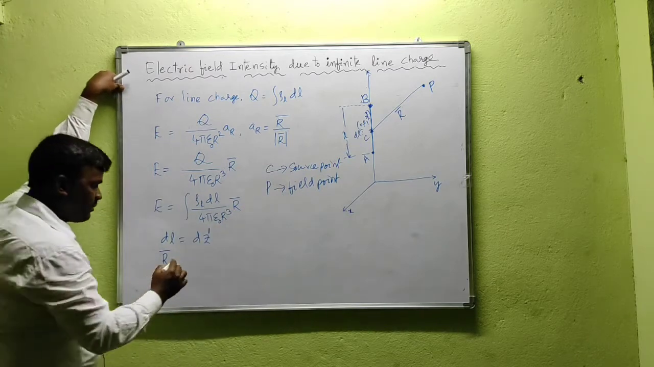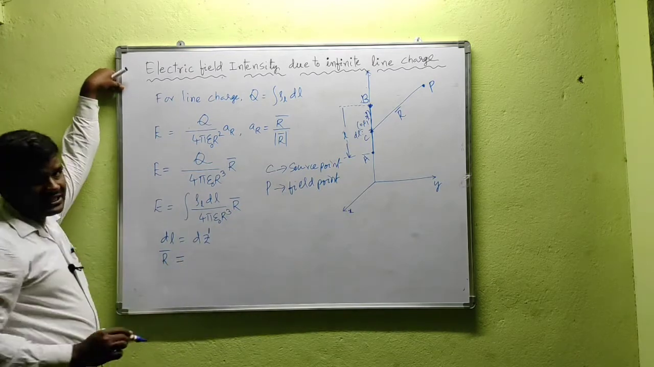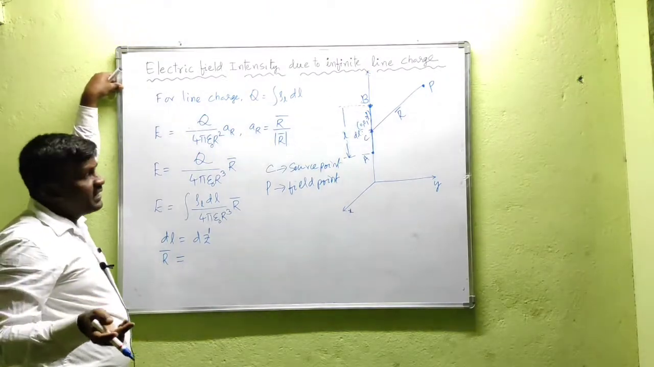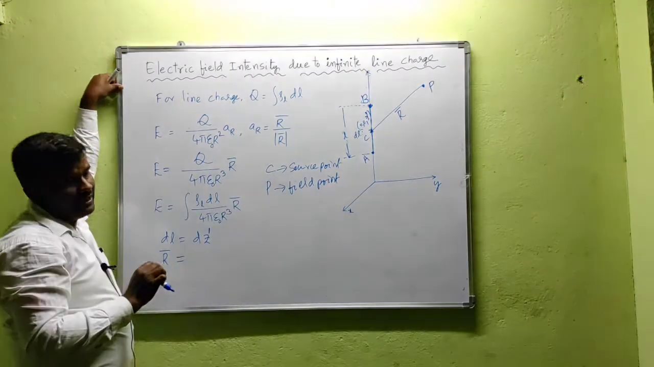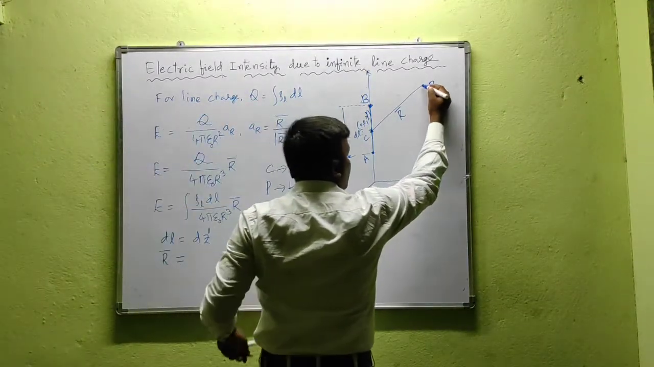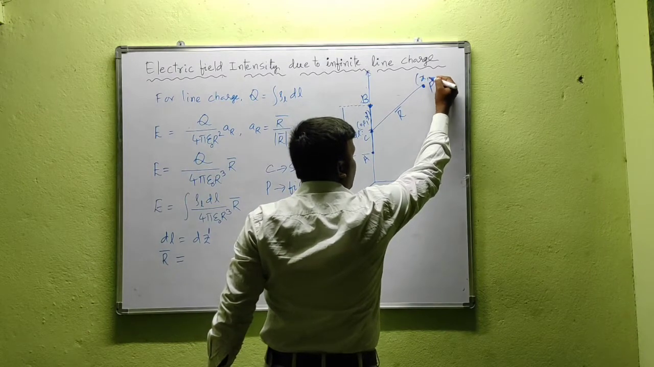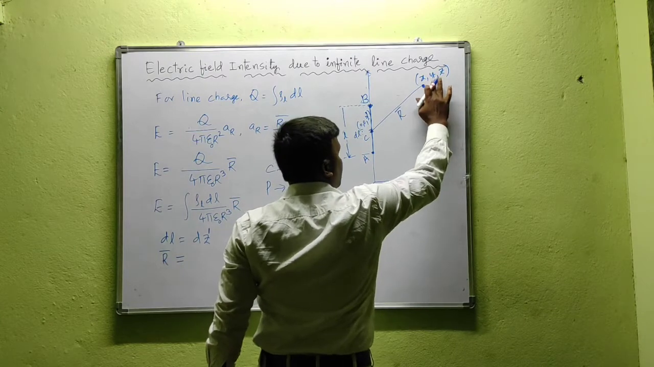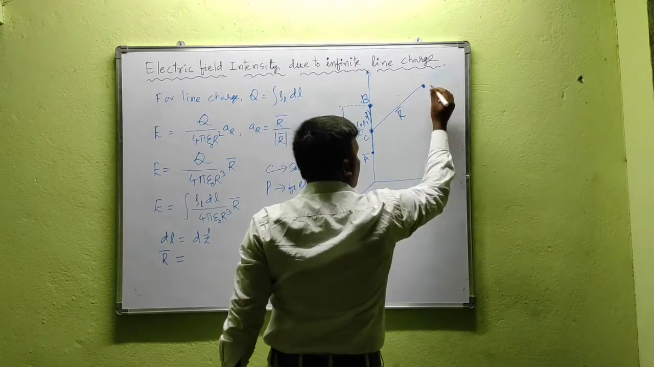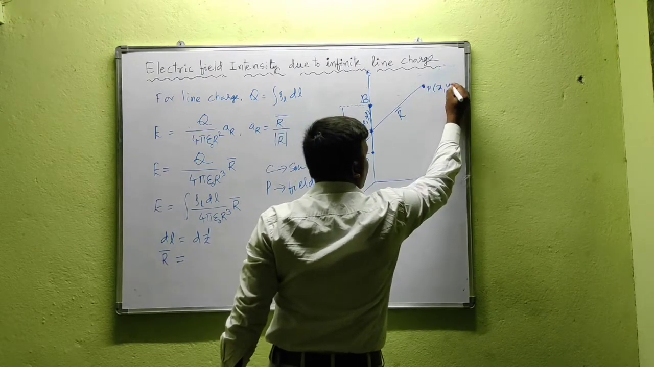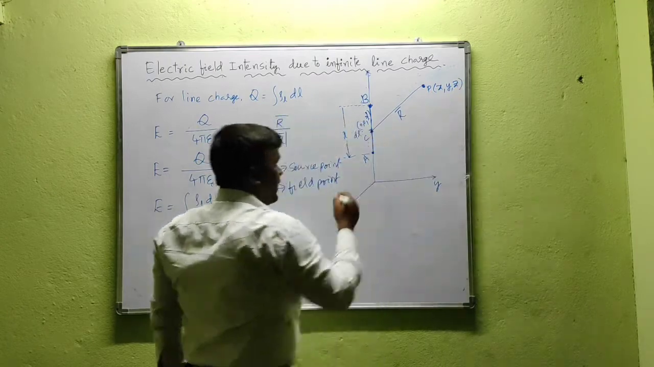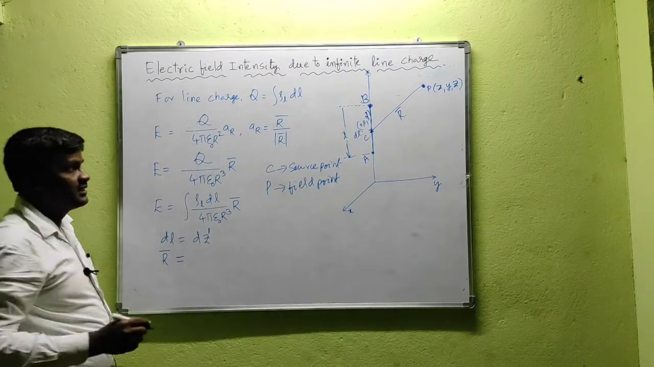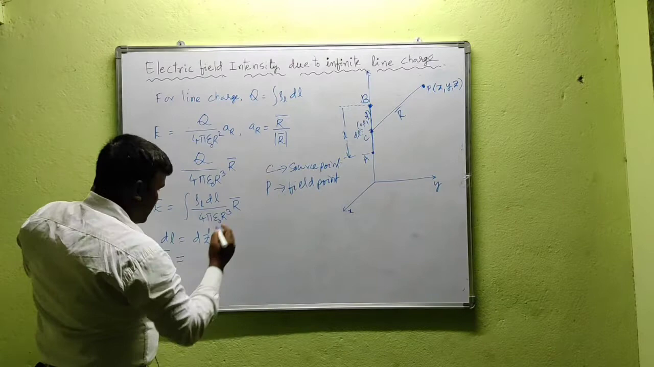What about r bar? R bar is the distance vector. Distance vector can be obtained by subtracting the starting point from the terminating point. Here, for the terminating point, let us consider a random point, that is x comma y comma z. Point P is taken as P of x comma y comma z, and point C is taken as 0 0 z dash.